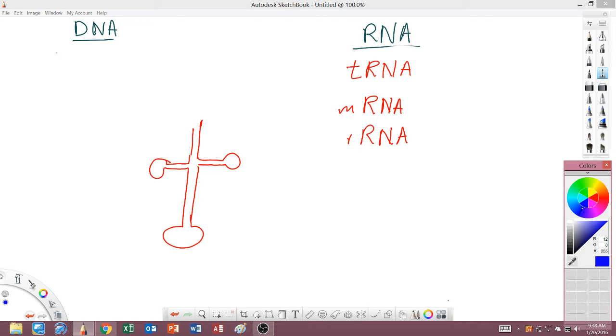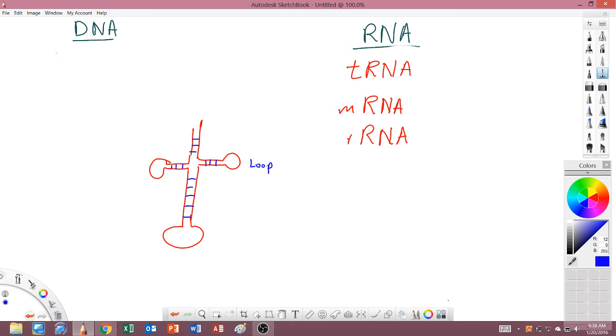Now, when it comes to tRNA, it has three circles, right? You see that? Let's say this tRNA is actually paired. The blue marks are hydrogen bonds. They are paired, and you see the circle is open. This is one loop. This is another loop. And this is a third loop. So tRNA must have how many loops? Three.